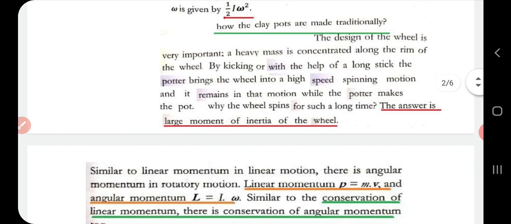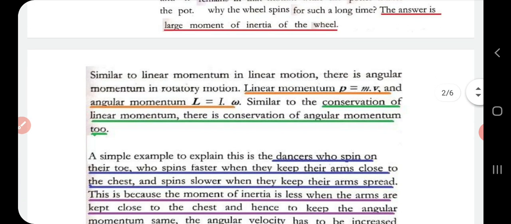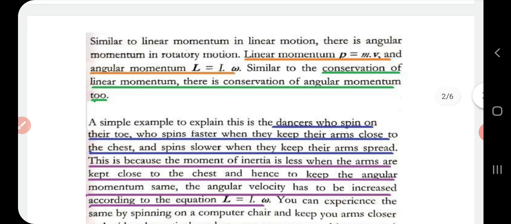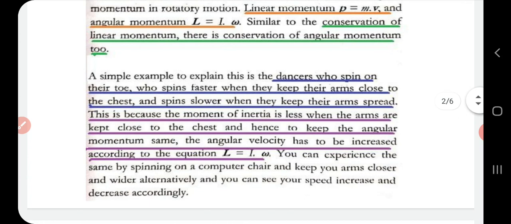Now, linear momentum P is equal to mv, where m is the mass and v is the linear velocity, whereas angular momentum is capital L. It is given by moment of inertia I and angular velocity omega. So we have learned about conservation of linear momentum. Linear momentum comes in the case of linear motion, and similarly in circular motion we will have conservation of angular momentum.